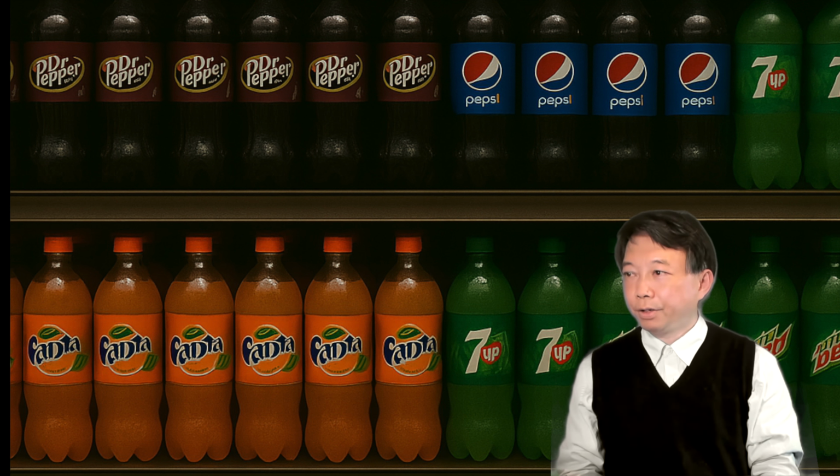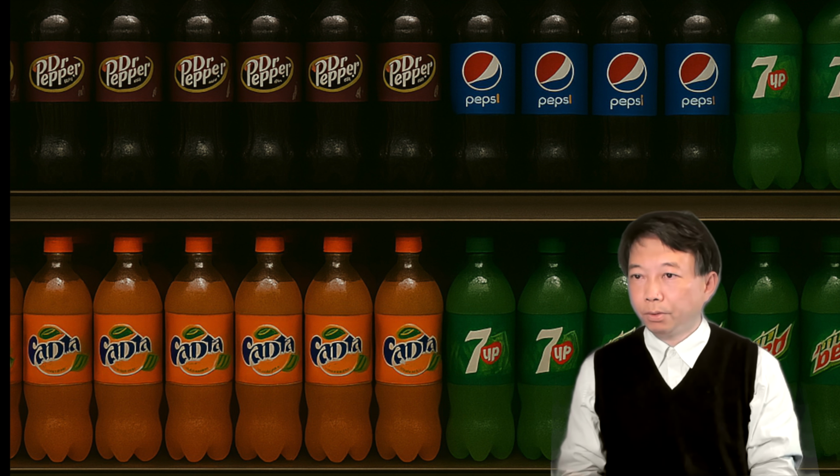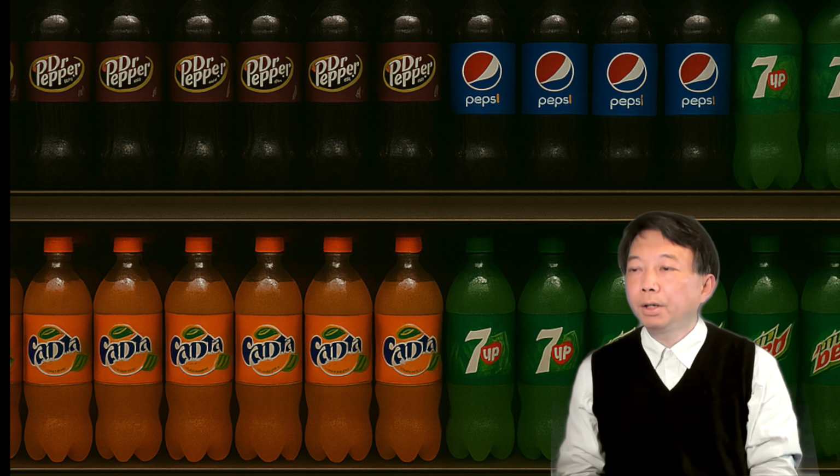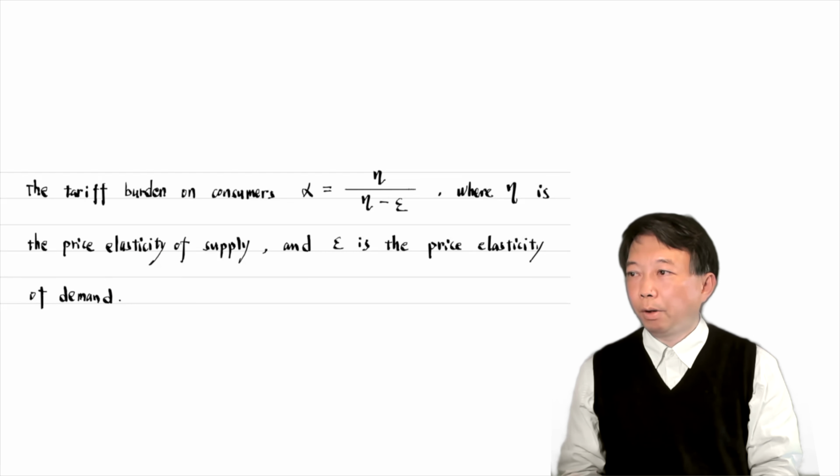Can the entire tariff be passed on to consumers? Yes, but also only in extreme cases. In such cases, the tariff burden on consumers equals 1. From the formula, we know that alpha equals 1 only when the price elasticity of supply goes to infinity or the price elasticity of demand is 0.